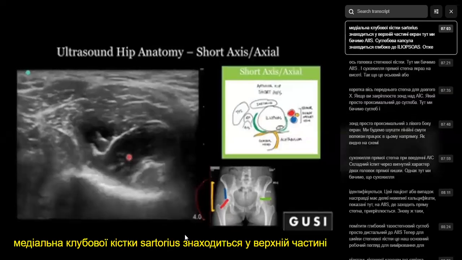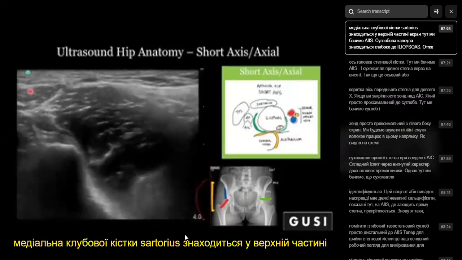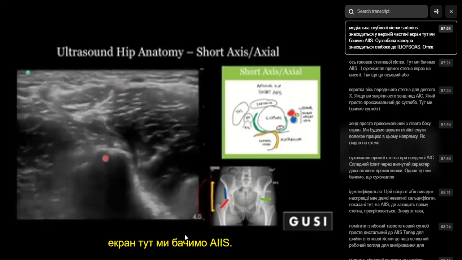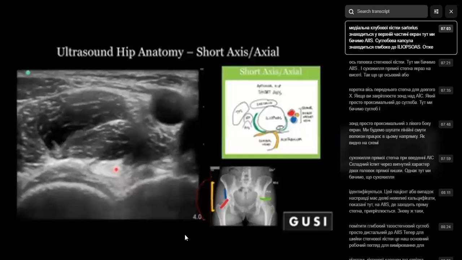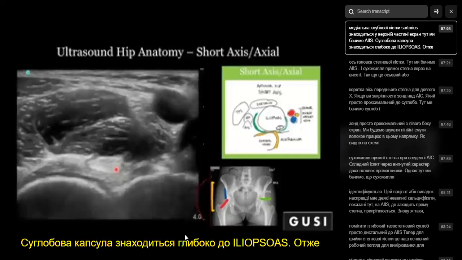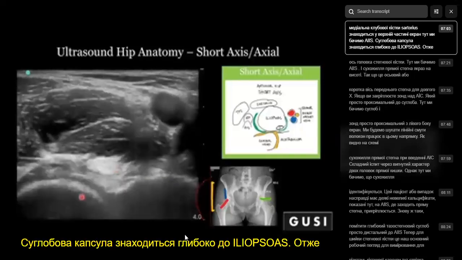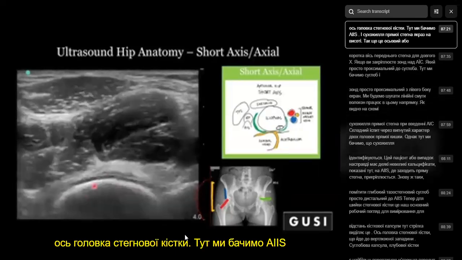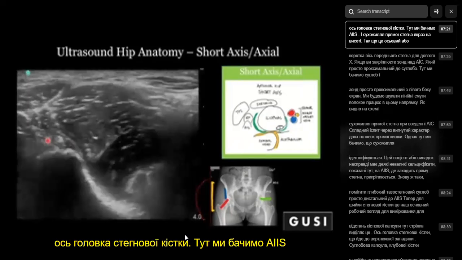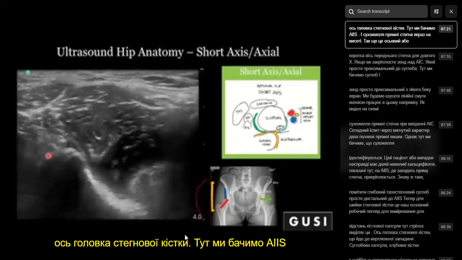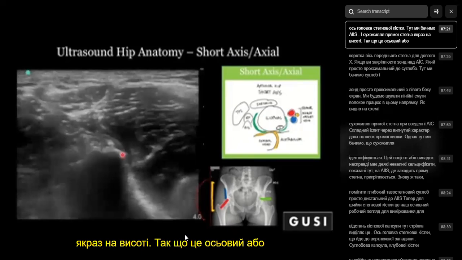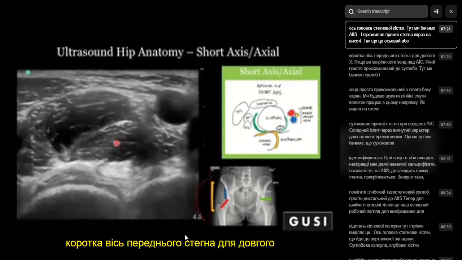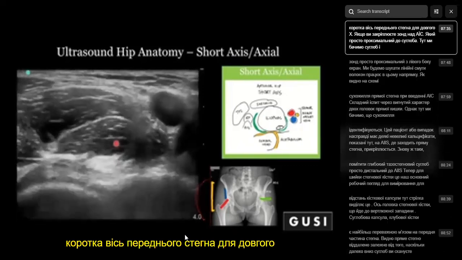iliopsoas, sartorius is at the top of the screen. Here we see AIIS. The joint capsule is deep to the iliopsoas. Here's the femoral head. Here we see AIIS and the rectus femoris tendon just on top. So that's the axial or short axis view of the anterior hip.